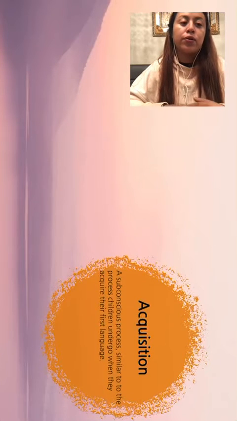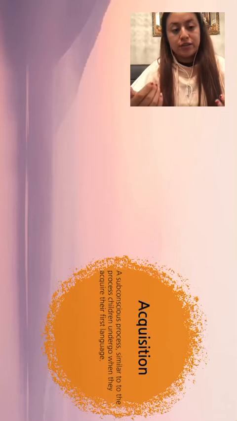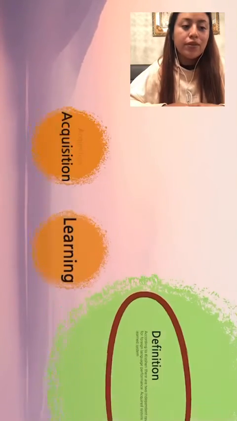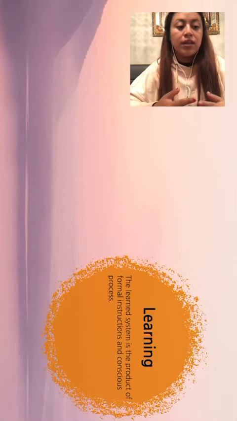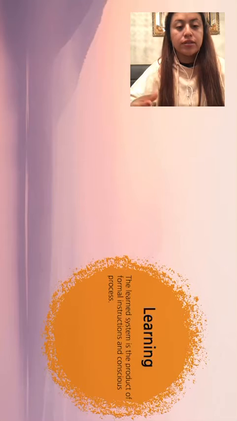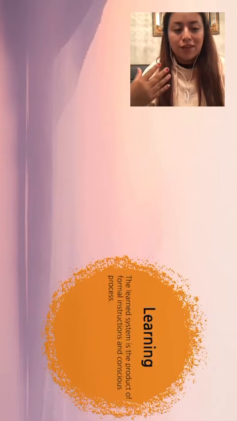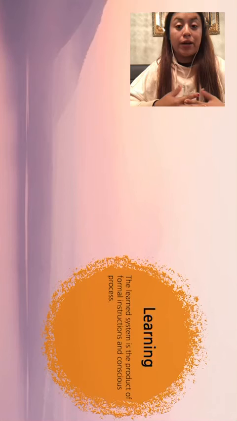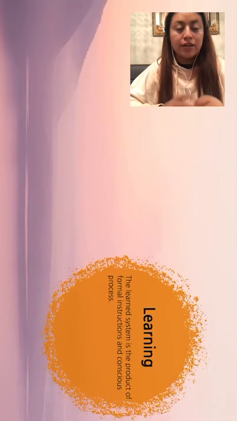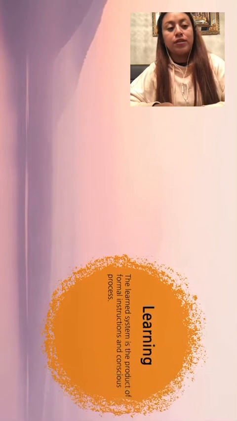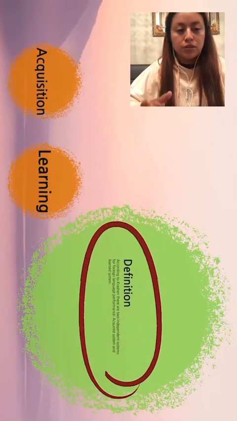Now, opposite to the acquired system is the learned system or the learning. The learned system or the learning is a product of formal instruction, and it is formed by a conscious process which results in conscious knowledge about the language, for example, grammatical rules. It is used in formal situations. It is also the use of grammatical rules. I think it is very important that we understand that this is conscious learning. That's the opposite of the acquired system, which is subconscious learning.